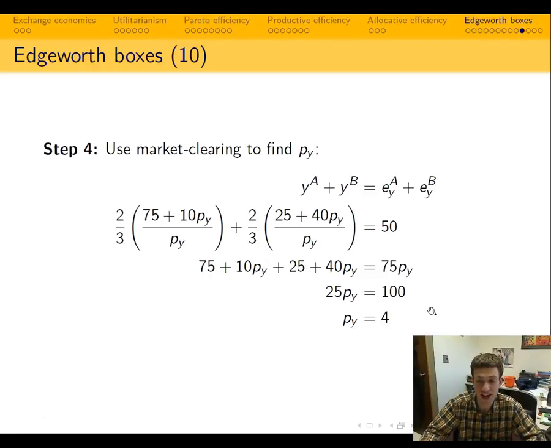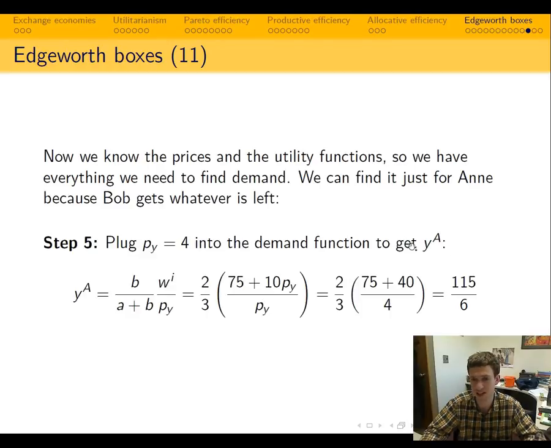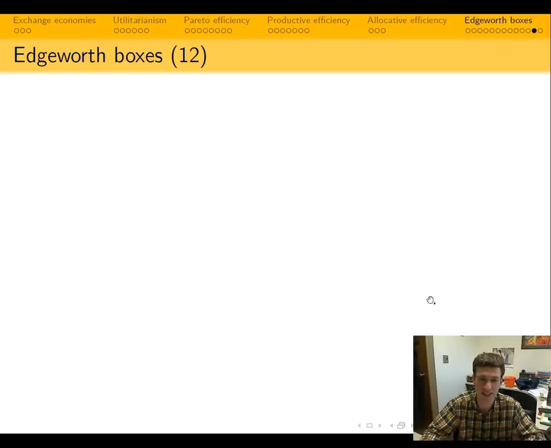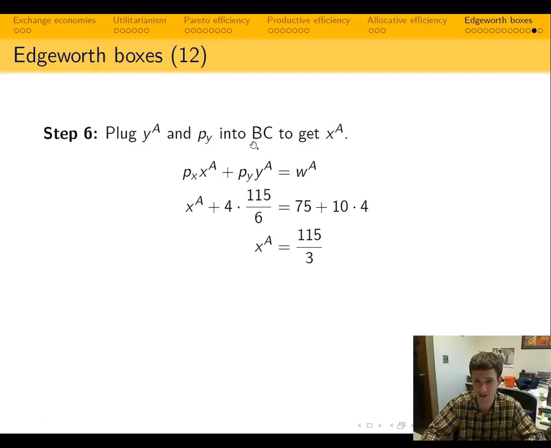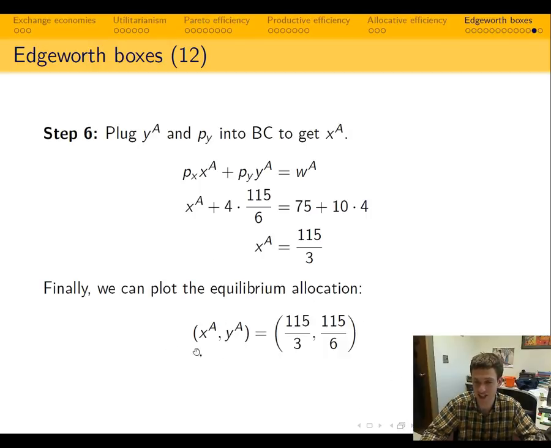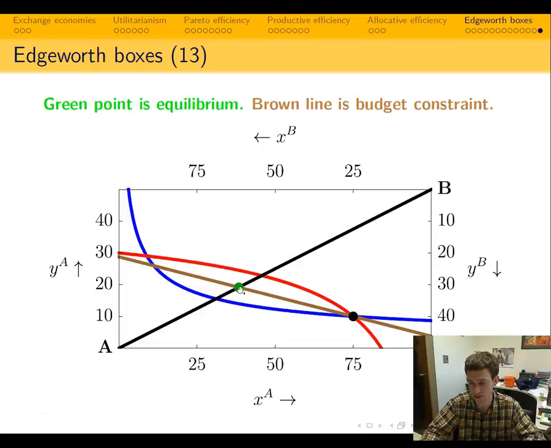Once we know the price of Y and the price of X, we can plug those in to work out what the incomes are, and then it's just a standard utility maximization problem where they have to work out how much X and how much Y to consume, although we've already done some of the work for it. So we just plug in the price of Y to the demand function for Y. It tells us the quantity of Y. And then what we chose to do is plug it back into the budget constraint for Ann, and that gave us how much X she was going to purchase. Then we had Ann's allocation, and Bob's allocation just had to be 100 minus this and 50 minus this, and we plotted that point here, this green point. So we worked out the market equilibrium in an exchange economy with two goods and two people.